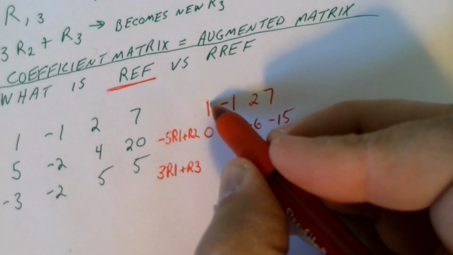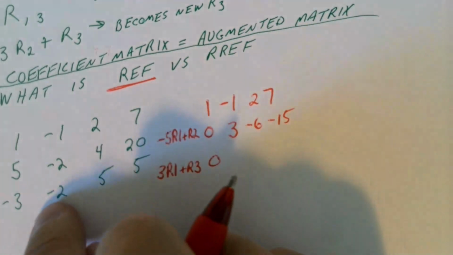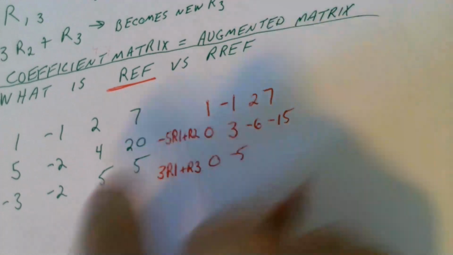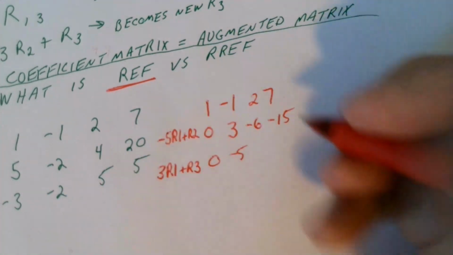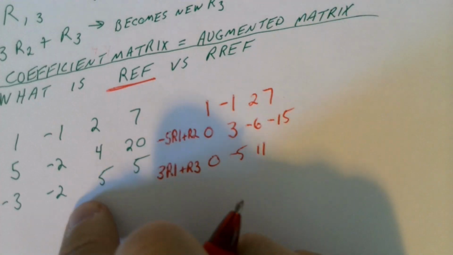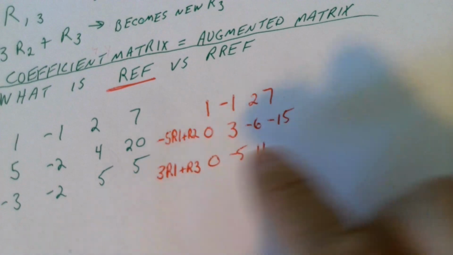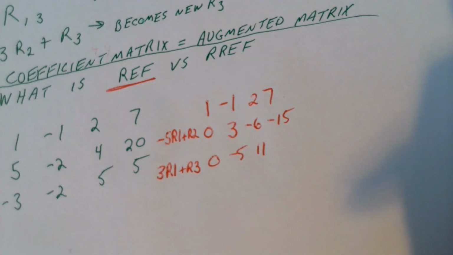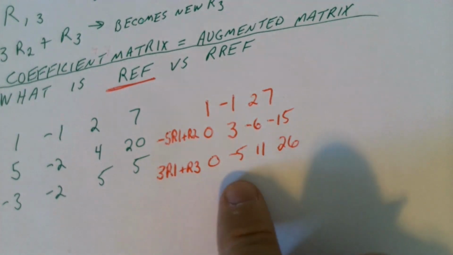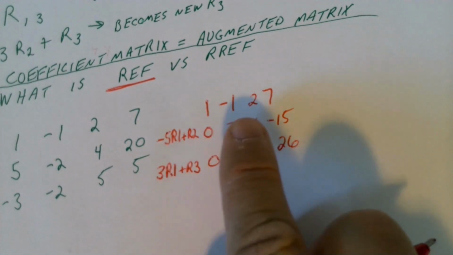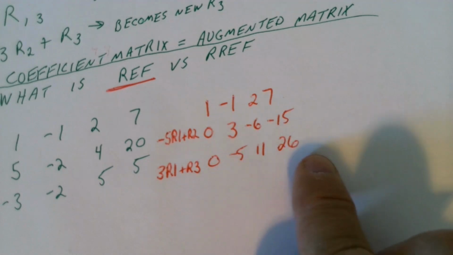So 3 times 1 is 3, minus 3 is 0. 3 times negative 1 is negative 3, and negative 2 is negative 5. And 3 times 2 is 6, and 5 is 11. And 3 times 7 is 21, and 5 is 26. We're like, ooh, that looks kind of scary right now. I got a 1, negative 1, 2, and a 7, a 0, 3, negative 6, negative 15, 0, negative 5, 11, and 26.